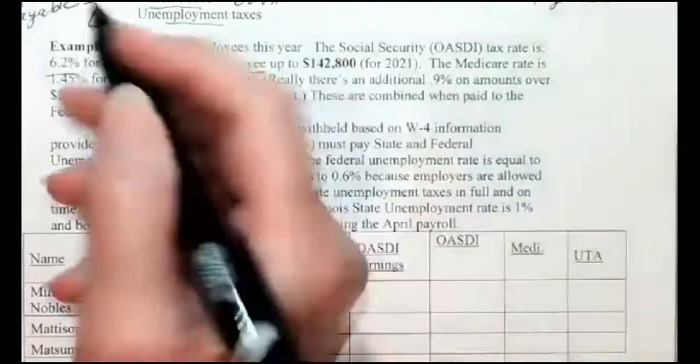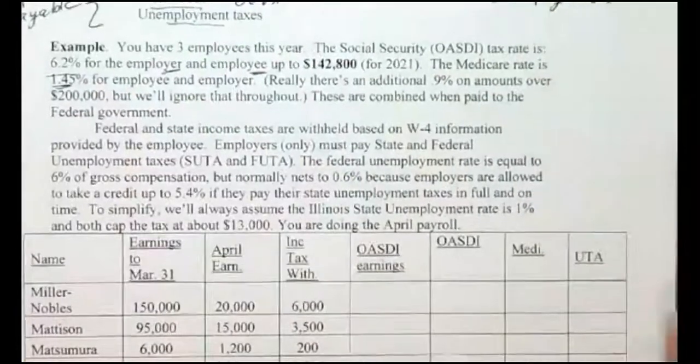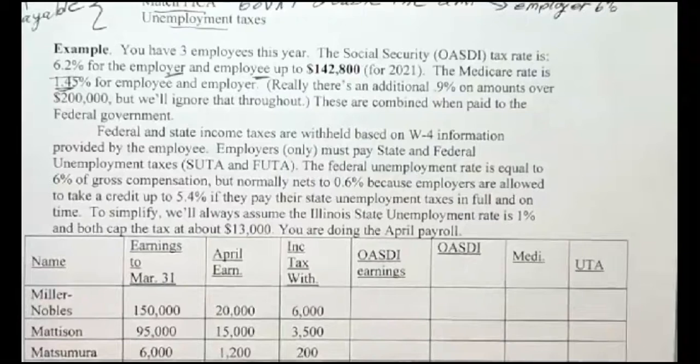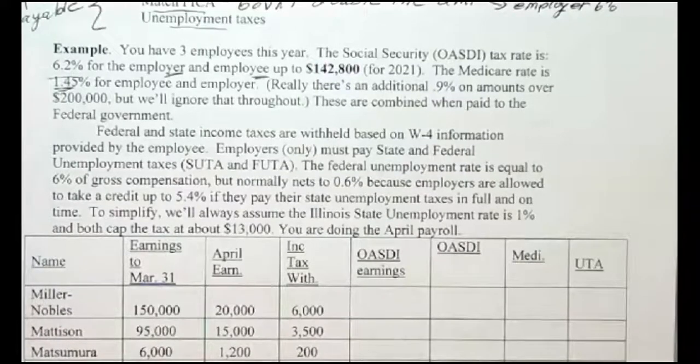The Medicare rate, and this is true as well, is 1.45% for employer and employee. No cap on that. So again, think about it. That means the government gets basically 3% of every dollar earned in the United States.